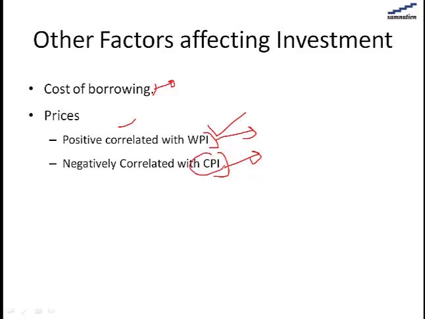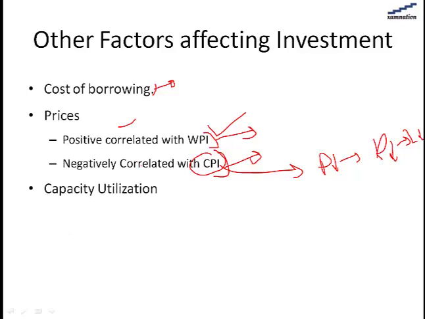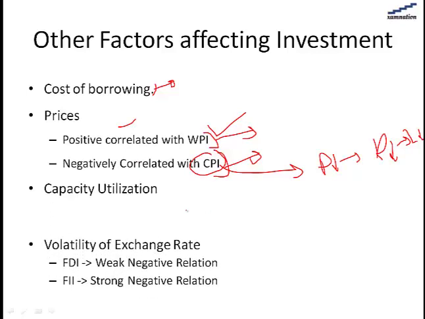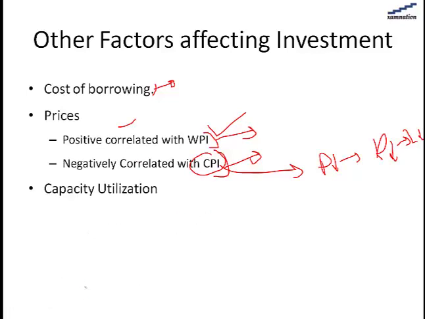Why? Because if the consumer price index is higher, that will result in a reduction of demand, and reduction of demand will result in a reduction of revenue for the company. So this results in an investment decrease. With WPI it is a positive correlation, because the higher the WPI, the more price they are able to fetch at the wholesale market, so more benefit, more profit, more investment would be there. Capacity utilization: the higher the capacity utilization, the higher the investment.